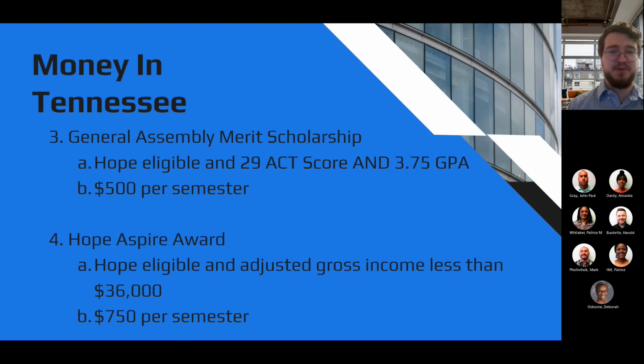And in addition to the HOPE, there's the HOPE Aspire. This is for students who are eligible for that HOPE scholarship, which I want to remind you is that 21 on the ACT or a 3.0 GPA. For students that meet those requirements and come from a household with an income less than $36,000, they get an additional $750 per semester.